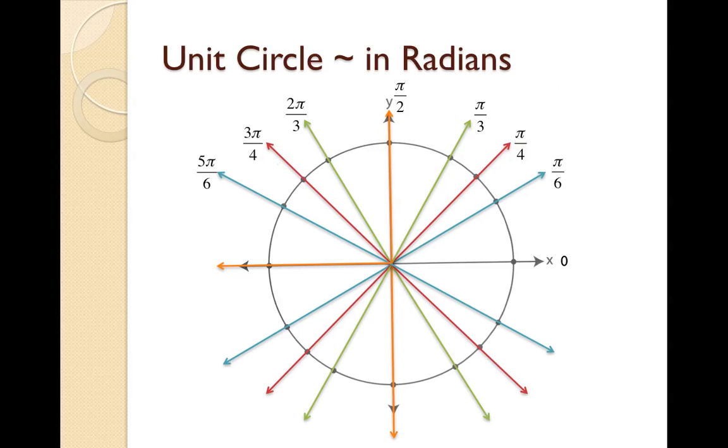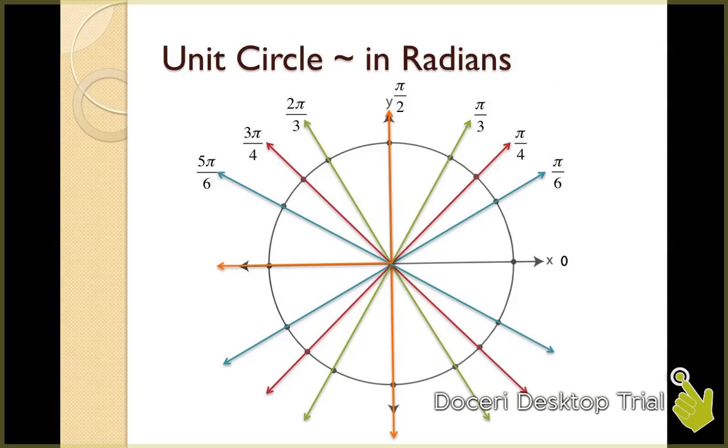Now look at the relationship here. Notice that this angle and this angle are reflections of each other. Through the y-axis, these two terminal sides of our angles are reflections of each other. And notice that they both have the same denominator. If we look at some of the other ones, we can see that the terminal side for pi over 4 is a reflection of the terminal side for 3 pi over 4. Again, same denominator.